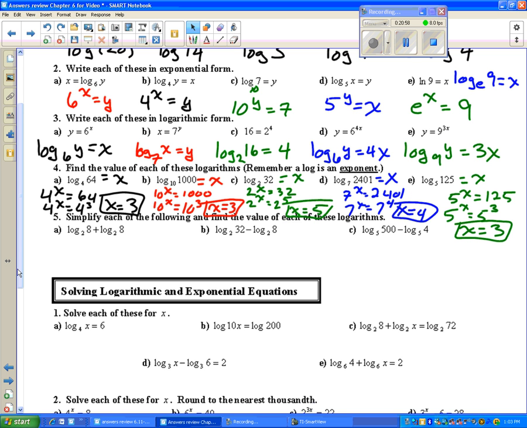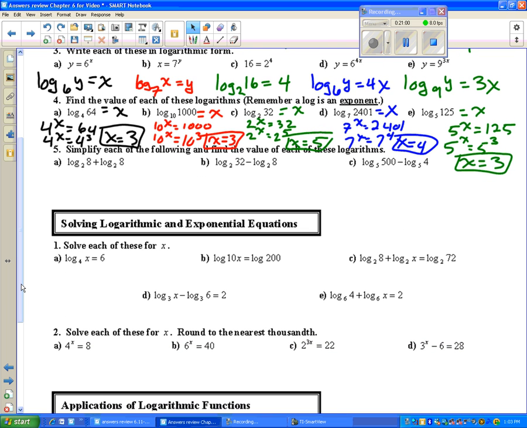Number 5, simplify each of the following and find the value of these logarithms. So I want to do the same idea. Log base 2 of 8 plus log base 2 of 8 is log base 2 of 8 times 8. Whenever I add, I multiply, which is 64.